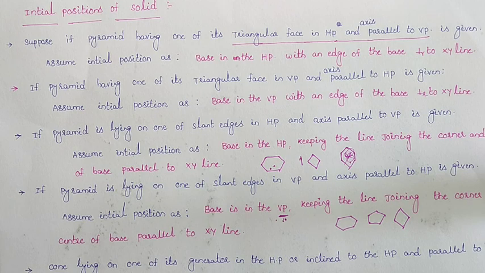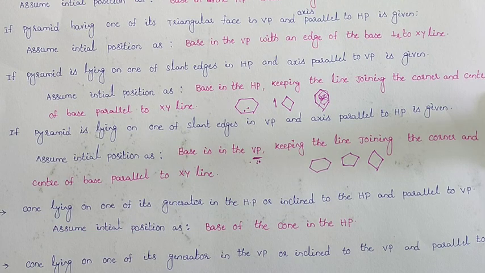Coming to the next one. If a cone is lying on one of its generators on the HP, or inclined to the HP and parallel to the VP. Suppose the cone is lying on one of its generators on the HP, and the inclination of the generator with respect to the HP is given in the problem, or the generator is inclined with respect to the VP is given. In this condition also we can assume the same position, in the same manner. So in this position, we can assume the base of the cone is on the HP like that.